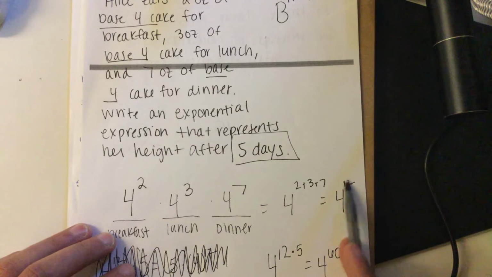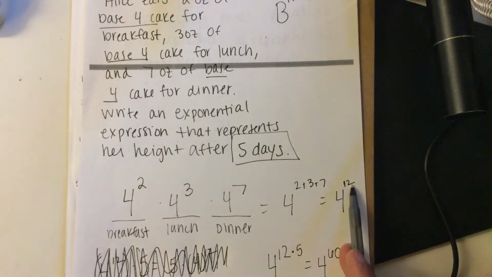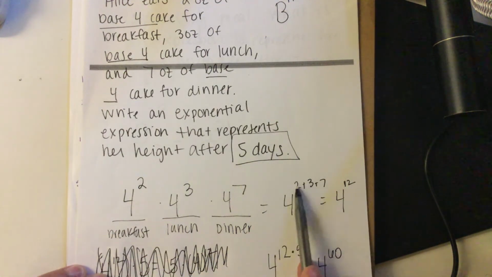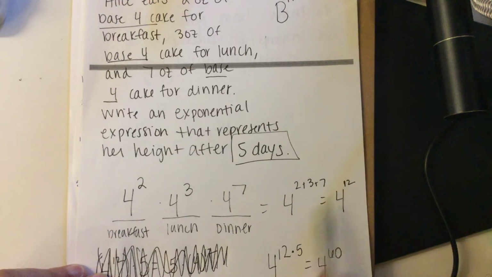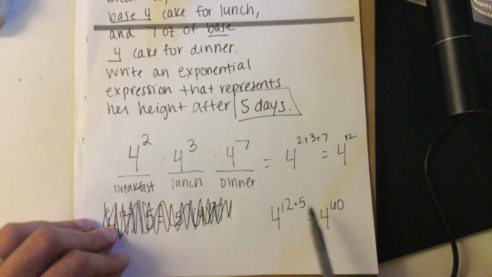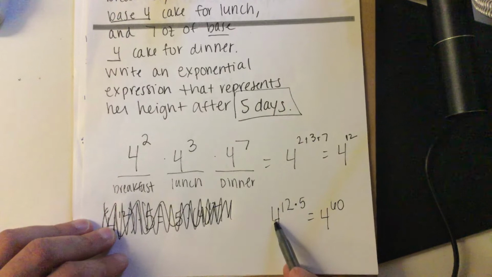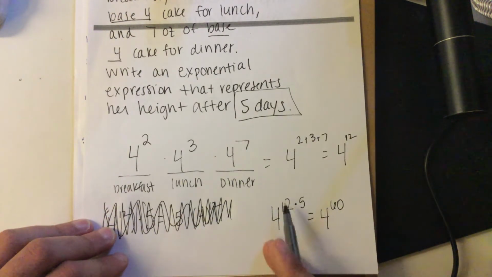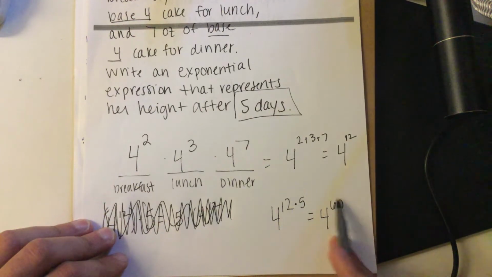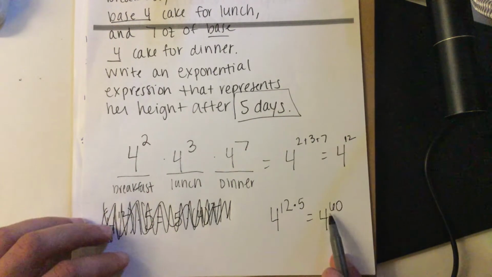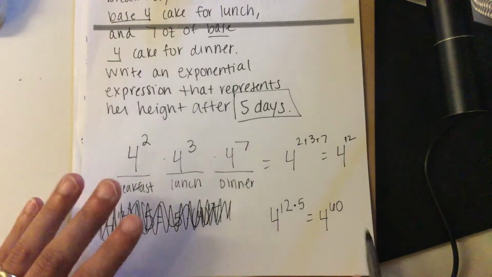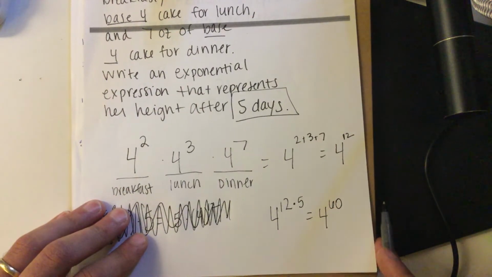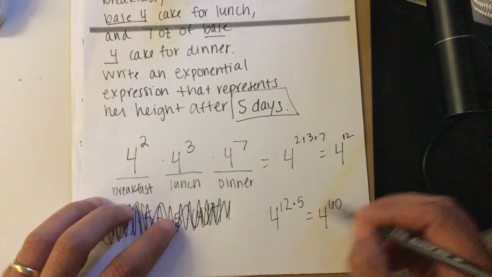Then if your height multiplies by 12 in one day, after 5 days, you're going to do 2 plus 3 plus 7 plus 2 plus 3 plus 7, and so on, 5 times, right? Or you're going to multiply by 12 5 times. So here we have written that her height multiplies by 4 12 times 5 times, which is going to be 12 times 5 is 60. So an expression that represents her height is 4 to the 60th power.